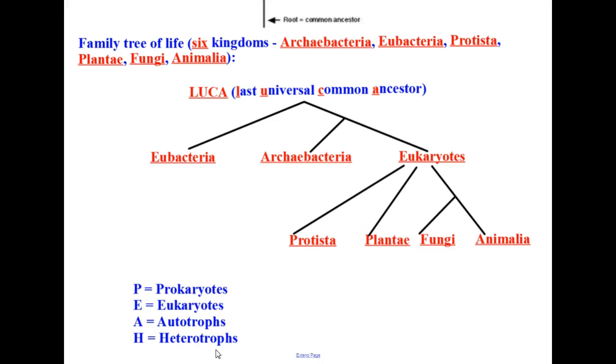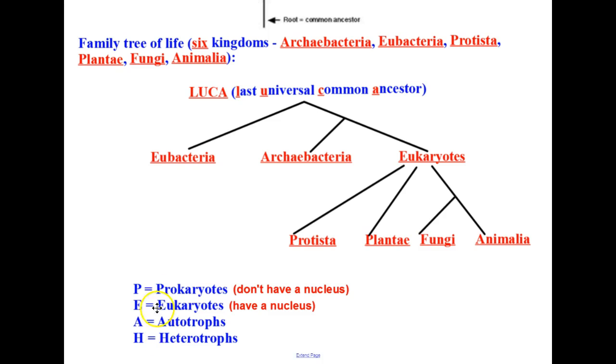And P is going to stand for prokaryotes. And to be a prokaryote means that this organism does not have a nucleus. These would be the earliest organisms thought to exist on the planet. Opposite of that would be the eukaryotes. Eukaryotes do have a nucleus. We'll also use the symbol A for autotrophs and the symbol H for heterotrophs.